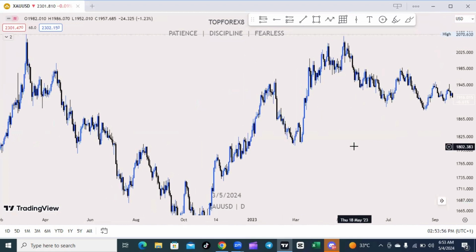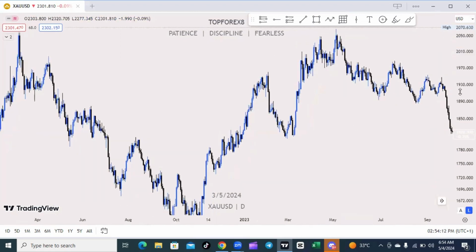The question is how to know the breaker block or how you're going to use it. Trust me, you're going to use breaker block the same way you're going to use fair value gap, the same way you're going to use single candle order block, based on what I want to show you here, which is market structure. We understand the market in different ways.